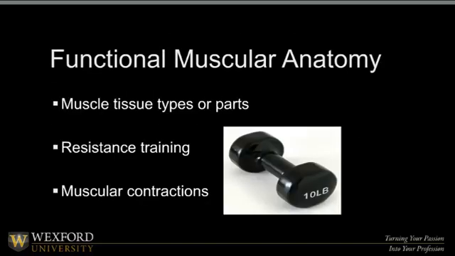Since we are talking about physical components to wellness, we have to understand that this would include doing muscular work. We are not really trying to make our clients bodybuilders, so we really only want to be concerned with the functional capacity of our client. Now, functional training has become a popular buzzword in the fitness industry today, but we will look more scientifically at functional muscular anatomy by describing parts of the muscle and how they move. This involves understanding muscle tissue types or parts, as well as resistance training and muscular contractions.